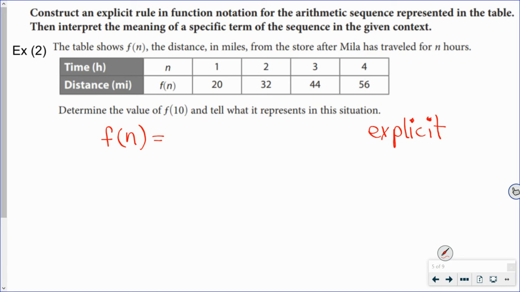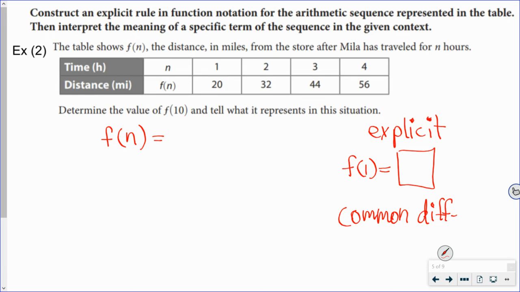So there are two things we have to have to write an explicit formula. We said this last week, we have to have f of 1. We've got to know what it is. That's what I was trying to get you to say. And we also have to know something else. What's the other thing we have to know? The common what? The common difference, yes. If I'm going to create an explicit formula, I have to have those two things, the common difference and f of 1.